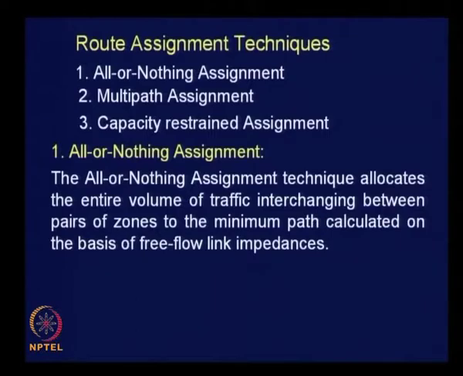So, as per this technique, the allocation is done to the entire volume of traffic interchanging between pairs of zones to the minimum path calculated on the basis of free flow link impedances. As I indicated to you, it is free flow link impedance that is taken as the basis for assigning traffic after identification of the minimum path tree. All the travel times that we indicated as link attributes are free flow travel times.